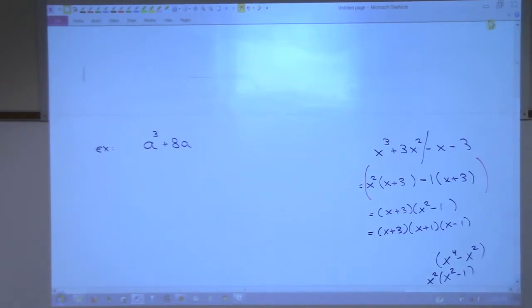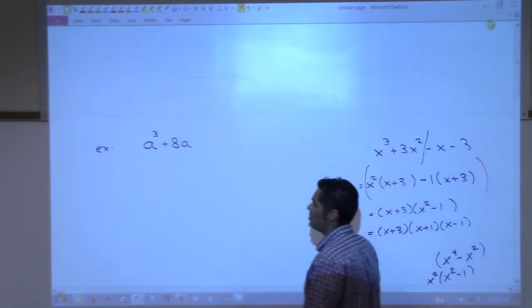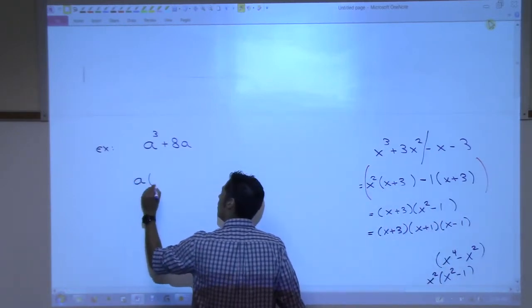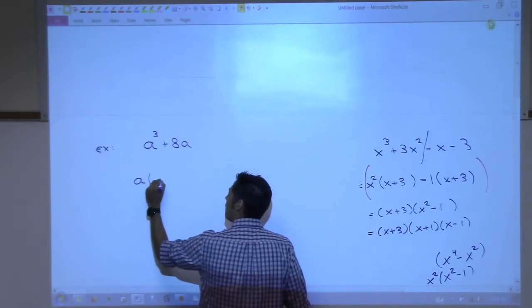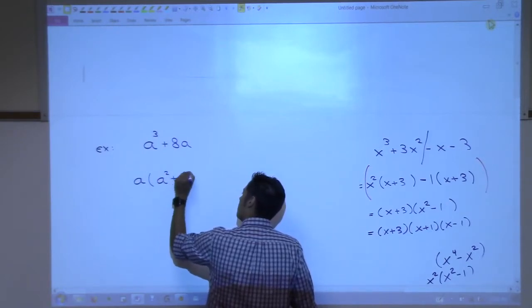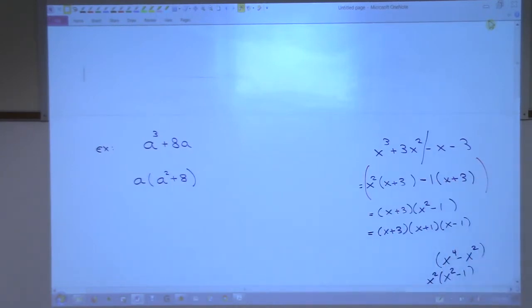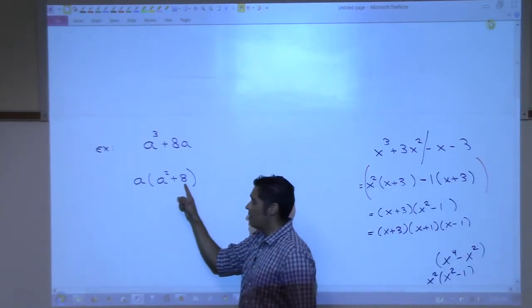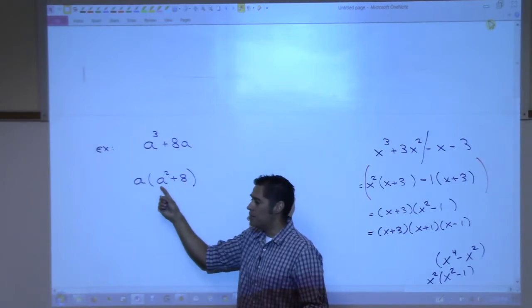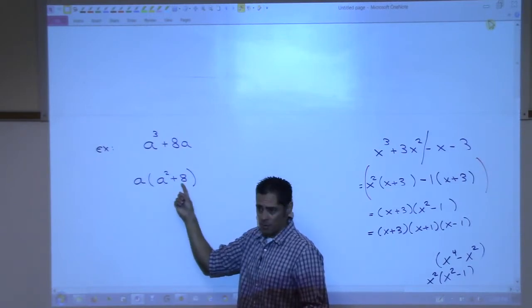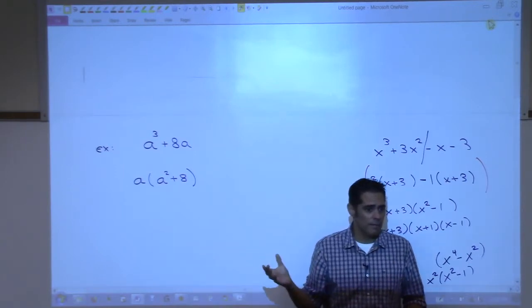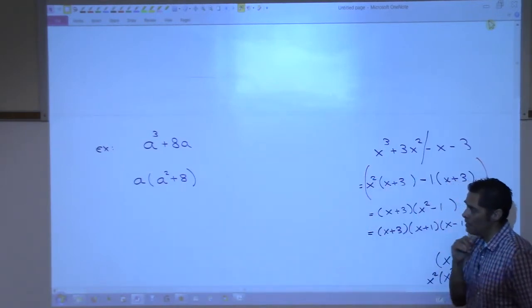So what would be our first step? GCF, which is a. What would be left inside? a squared plus 8, right? Can you do anything with the a squared plus 8? You can't, right? It's a sum, right? Now 8 is a cube, isn't it? But a squared is not a cube. This is not a sum of cubes. Therefore, it does not break down any further. All right, so we'd be done at this point.